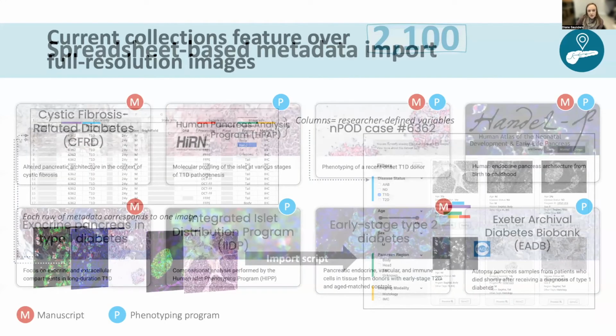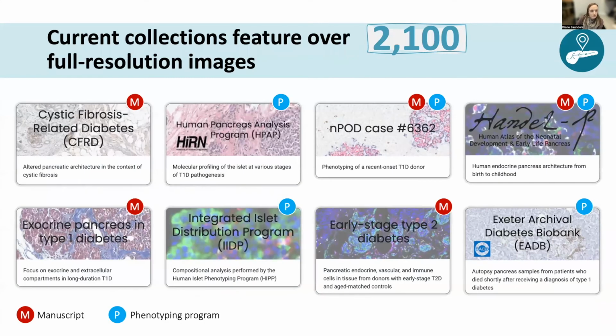And in Pancreatlas right now, our current collections feature over 2,000 images, and some of these are geared and organized around manuscripts, while others are coming from phenotyping programs of various different efforts. And now I just want to show you some of the FFIND features in action on Pancreatlas.